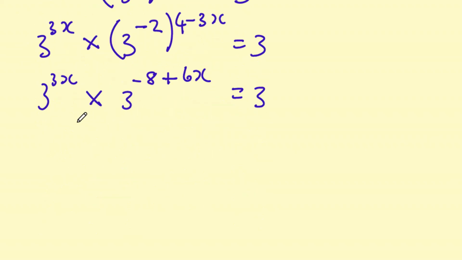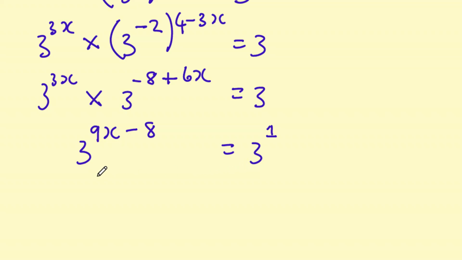We can simplify the left-hand side even further. We are multiplying two numbers where the bases are the same. So we can add the powers. So 3x plus 6x is 9x. And then, of course, we have the minus 8. On the right-hand side here, 3 is the same as 3 to the power of 1. So there's a 1 that we don't write.